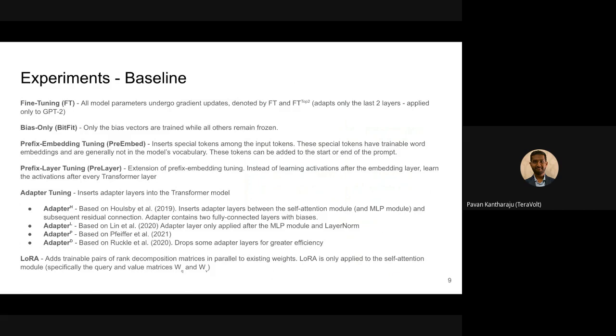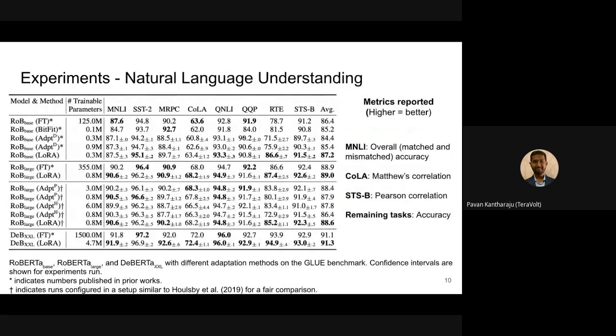One of the things that they do here is that they restrict their experiments and their analysis really to the self-attention mechanism of the transformer models. So specifically, in the self-attention, you have query, key, value, and output matrices. And they specifically focus on adapting the query and the value matrices. So then, with that, we can actually go into some of the experiments.